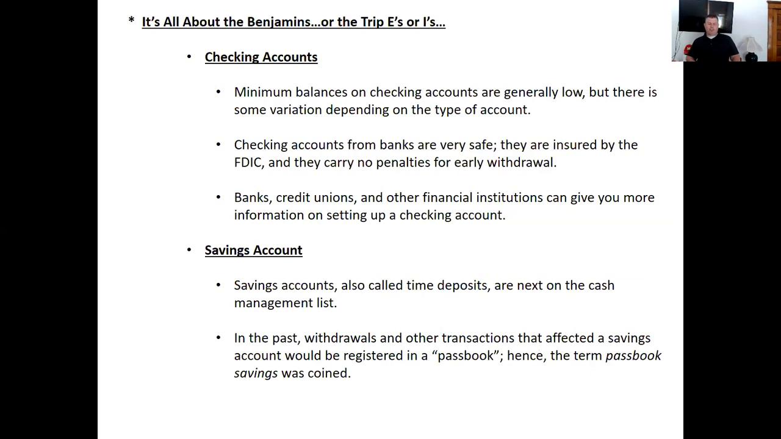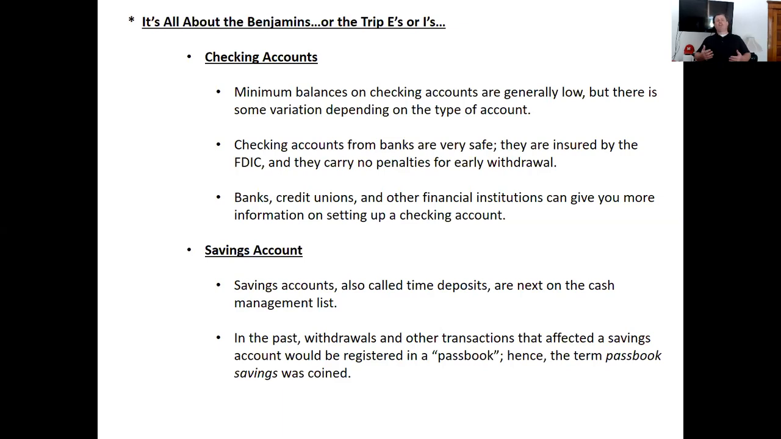So minimum balances on checking accounts are generally low, but there's some variation depending on the type of account. Checking accounts from banks are very safe. They're insured by the FDIC, and they carry no penalties for early withdrawal. You close your account before the end of the month, no big deal. Banks, credit unions, and other financial institutions can give you more information on setting up a checking account.